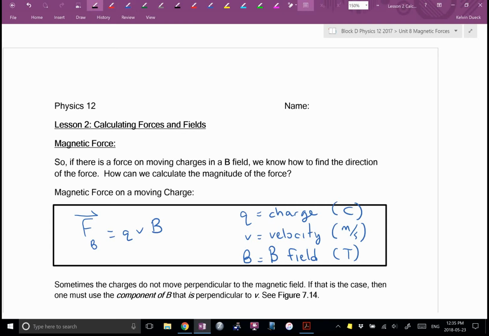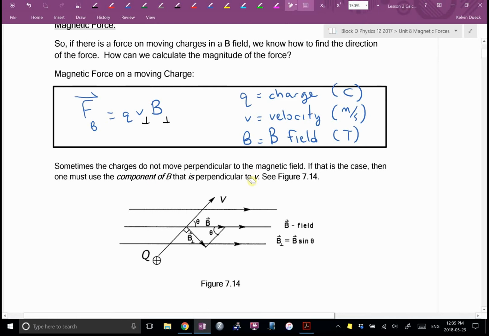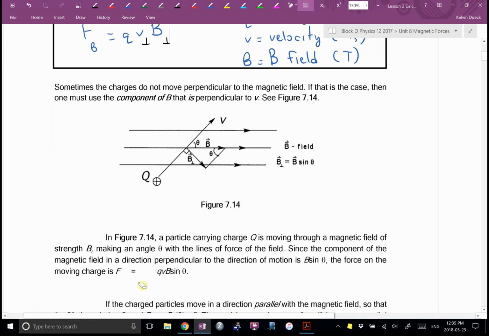Except we have to add one more restriction here. Can you put beneath the V and the B a little perpendicular symbol? They have to be at right angles to each other. If they're running parallel to each other, no deflection will occur. I'll get into that in more detail. Sometimes the charges don't move perpendicular to the magnetic field. If that's the case, we have to do a component. I'm not going to be asking you component questions in this unit, though. But sometimes you'll see it given as F equals QVB sine theta.